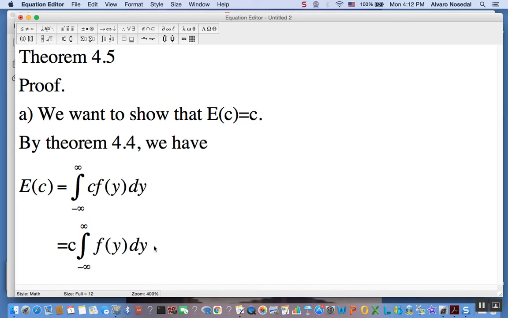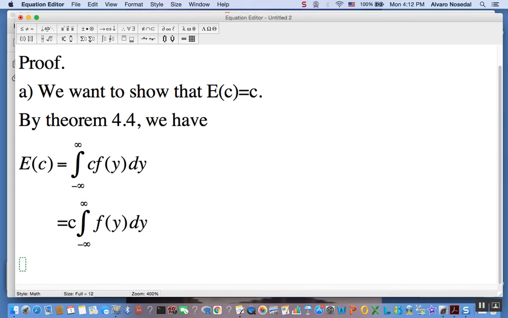Now, in another video, remember that we said that legit probability density functions satisfy two conditions. One of them, f of y, is a non-negative function, meaning it's on or above the horizontal axis. The other one is that if you have a legit probability density function and you take the integral from negative infinity to infinity, that integral must be equal to 1.